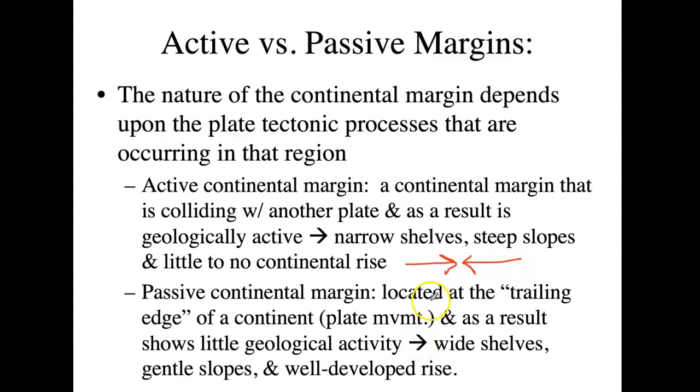Now, our passive continental margins are just the opposite. They're typically located at the trailing edge of a continent's plate movement, which means that our plates are really moving in the same direction. So we have maybe a continental plate and an oceanic plate moving together. This continental plate is pushing in the same direction that this oceanic plate is pushing, or vice versa. And so we call that a passive continental margin. As a result, we don't have a lot of geologic activity here. So we typically have really wide continental shelves, very gentle slopes, and usually these nice, well-developed long continental rises.